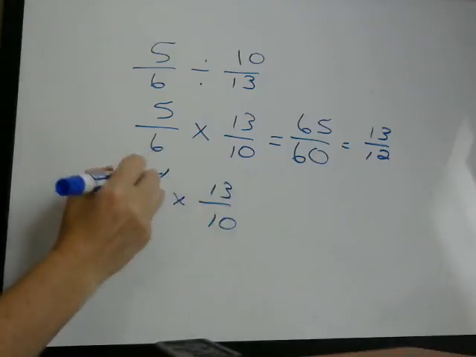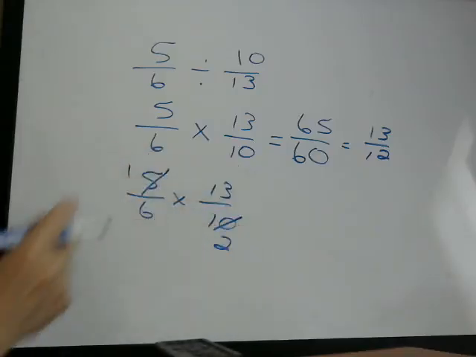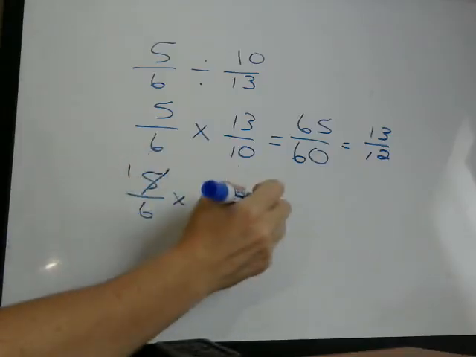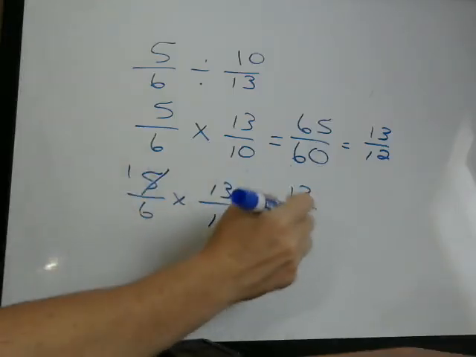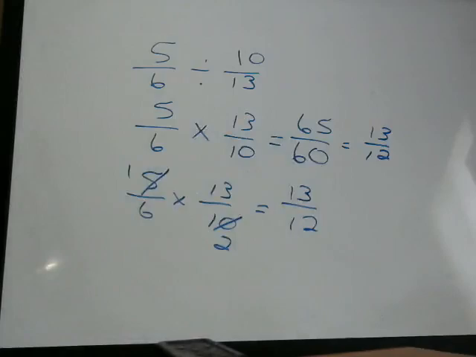we look at 5 and 10, can both be divided by 5, and then we multiply straight across. 1 times 13 is 13, 6 times 2 is 12. So the key to multiplying is you just multiply straight across, numerator times numerator, denominator times denominator. With division, you invert what you're dividing by, and then you multiply, just like you normally multiply fractions.